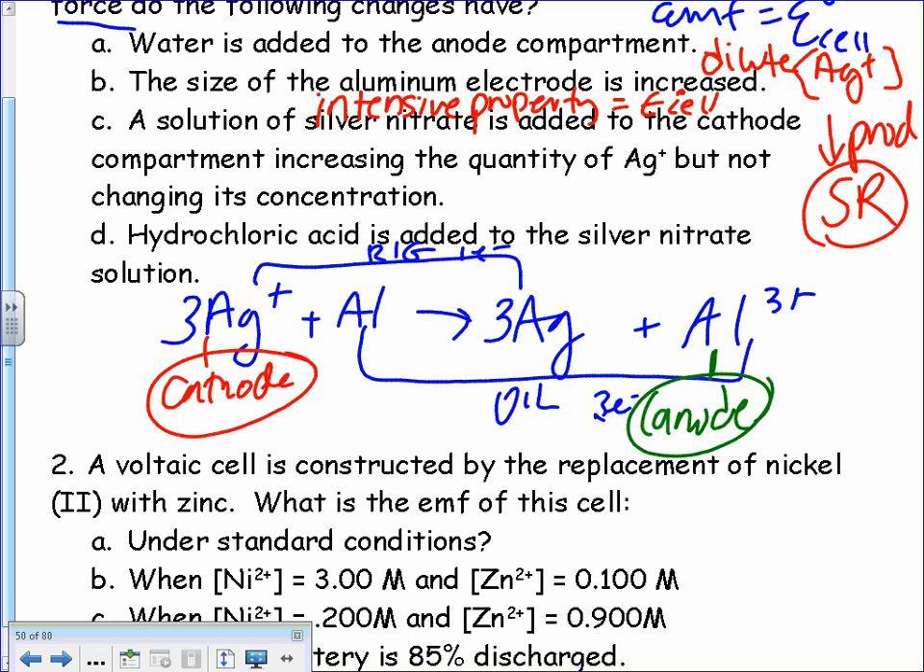C, a solution of silver nitrate is added to the cathode compartment, increasing the quantity of silver ion, but not changing its concentration. Instinct here. Why? Right. So this is basically saying you're just pouring more of the same molarity solution in it. The concentration is not changing, so no change in concentration of silver would cause no shift. And if there's no shift, well, by Le Chatelier, the E cell itself does not change either.